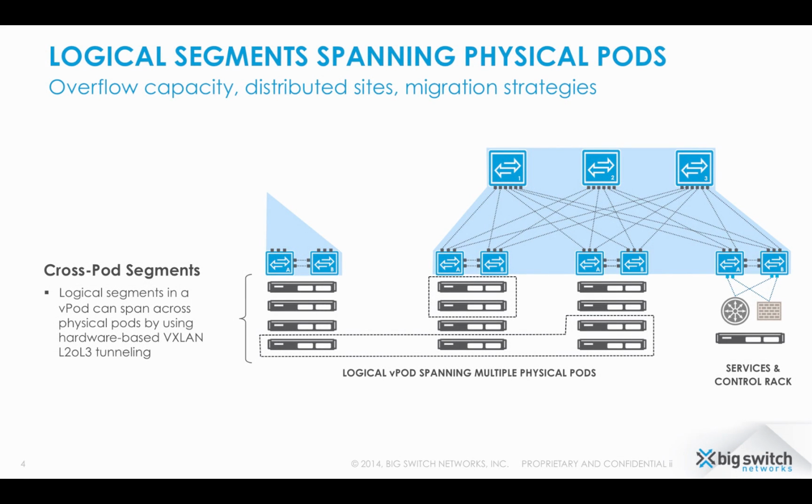If you happen to find yourself in need of more capacity, these logical segments in a vPOD can span across multiple physical pods by using hardware-based VXLAN tunneling. As a result, your OpenStack instances would be able to utilize hardware resources from multiple physical BCF pods.